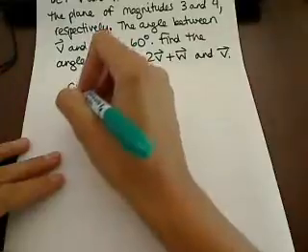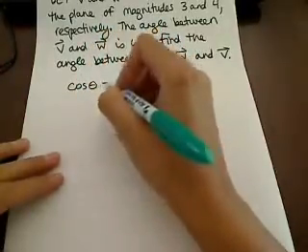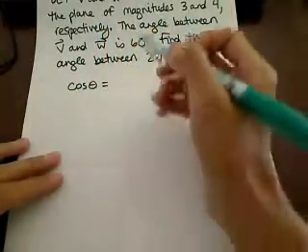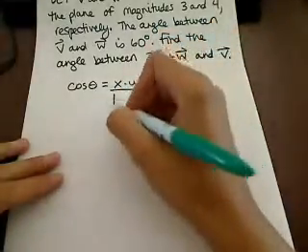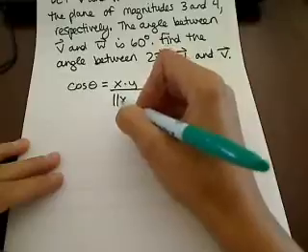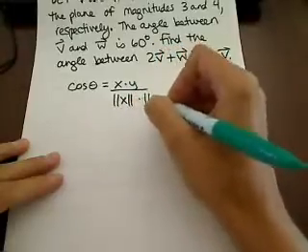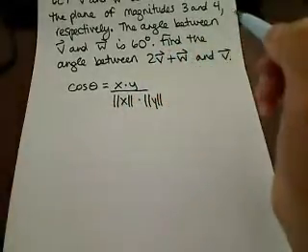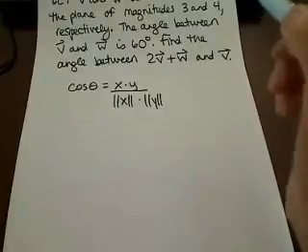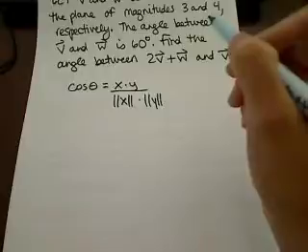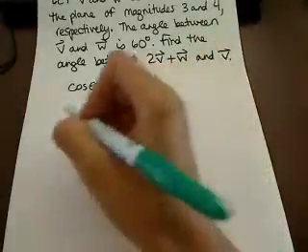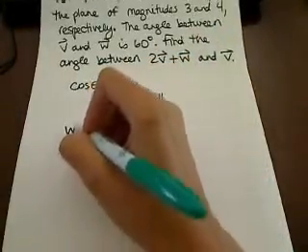So the formulas that we're going to need are this formula right here. The cosine of theta is equal to the dot product of x and y over the magnitude of x times the magnitude of y. Okay, and so this is one formula that we're going to be using.